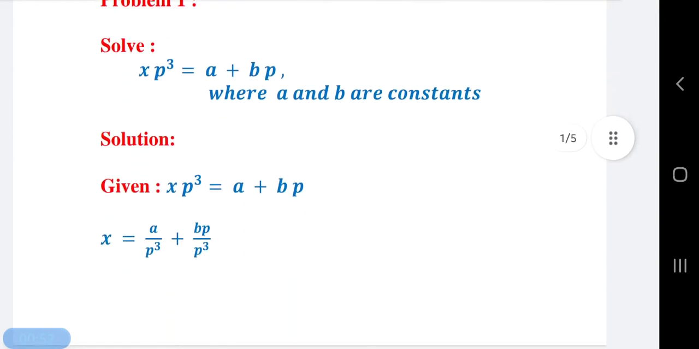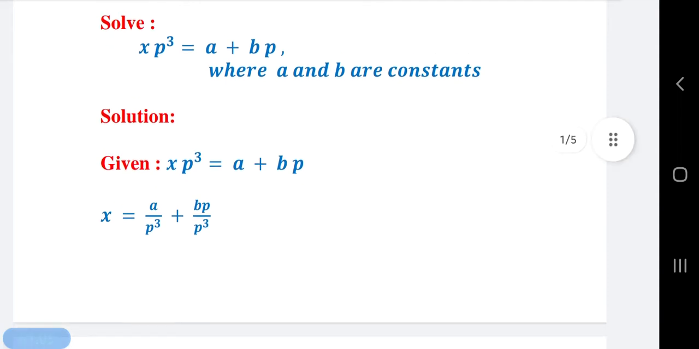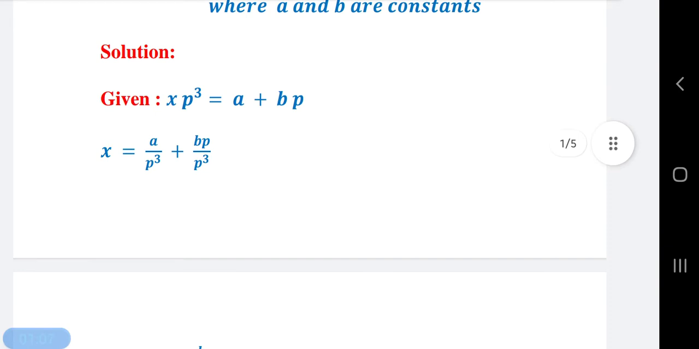Let's see an example. Let's take this x p cube is a plus bp, where a and b are constants. Remember that this p is dy by dx. I wish to have x on the left hand side and the remaining variables and constants on the right hand side. So first I write x p cube is a plus bp. This is what we are given.